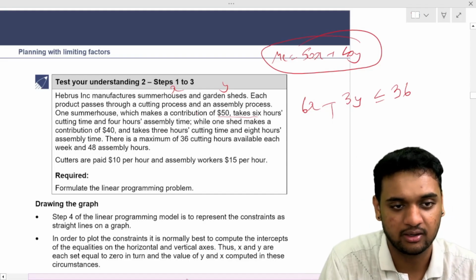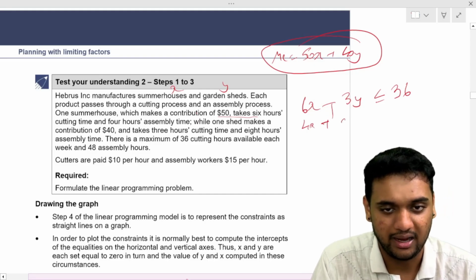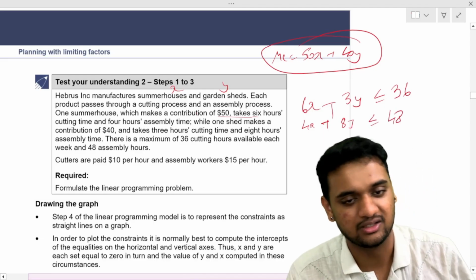And what is the second equation? 4x plus 8y should be less than or equal to 48 hours. These are the two equations. These are the equations we found out from this.